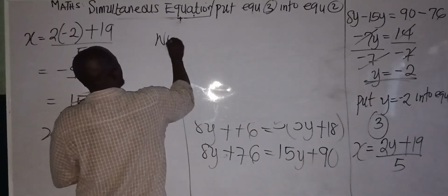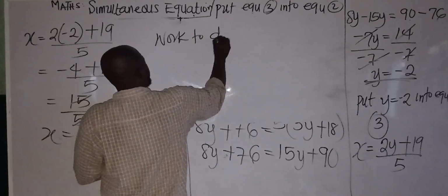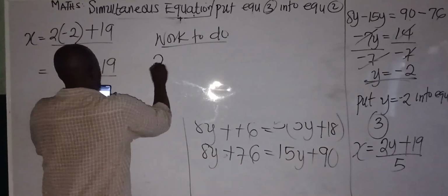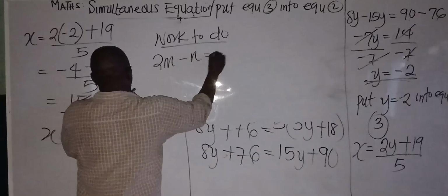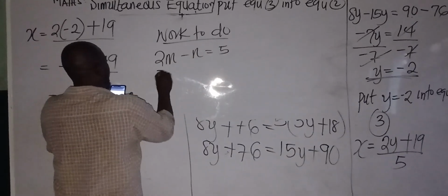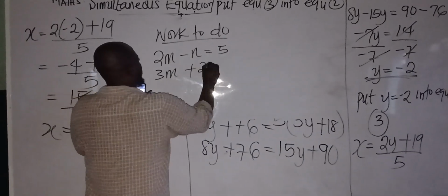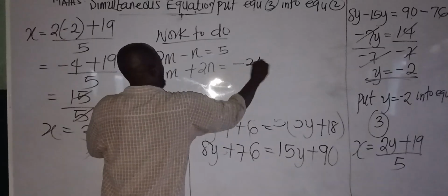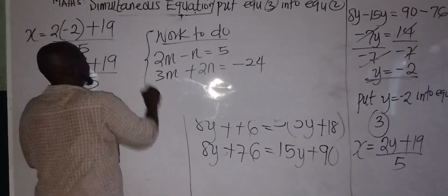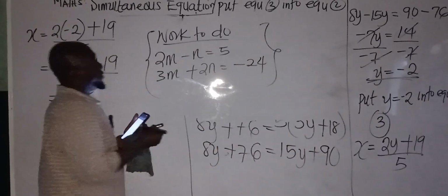So this is your own work to do here. We have 2m minus n gives us 5, and then we have 3m plus 2n will give us minus 24. So this is it. It's very simple. Very simple.